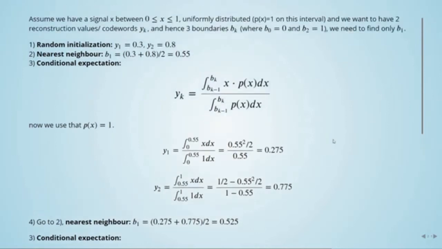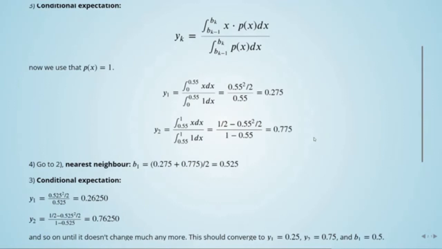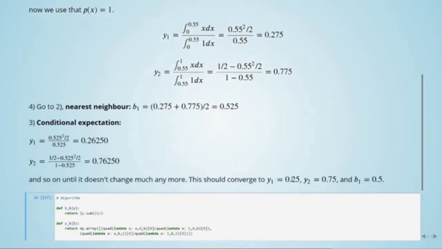So now the b1 is equal to this, and then we go back to step 3 and we will calculate the conditional expectation again, and we will keep doing this until it doesn't change much more, and we will see that this should converge to y1 equal to 0.25 and y2 0.75 and b1 to 0.5.